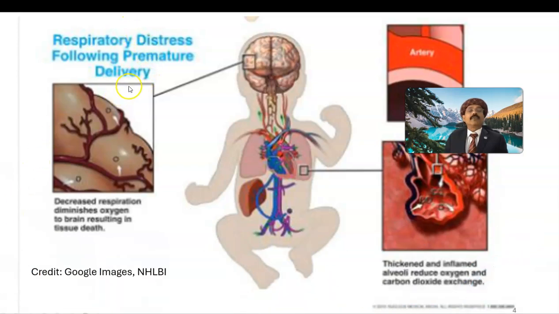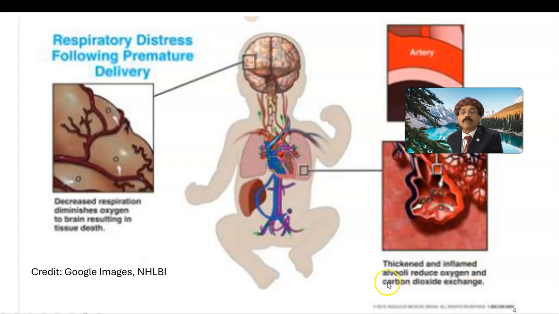Respiratory symptoms following premature delivery, decreased respiration, diminishes oxygen to the brain, resulting in tissue death. So oxygen to the brain is also decreased and there will be tissue death. We got that here. Respiratory distress syndrome following premature delivery.